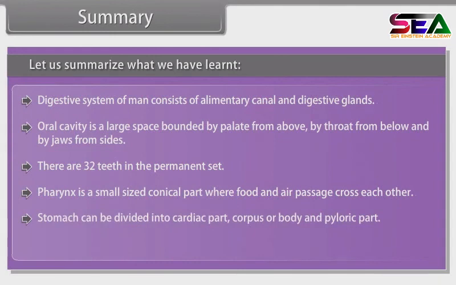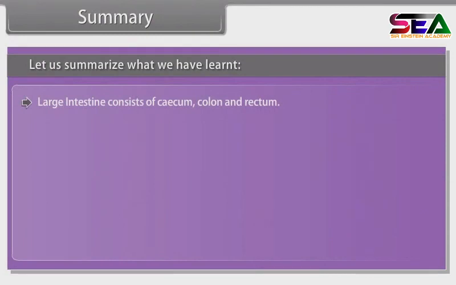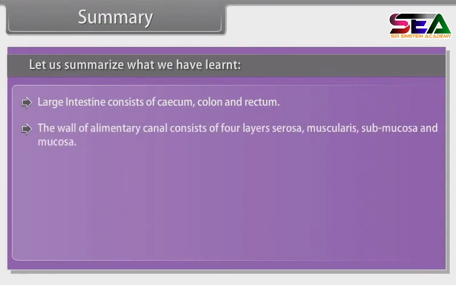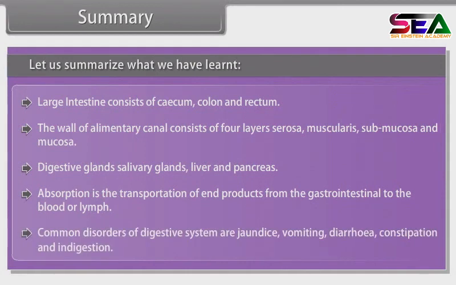The stomach can be divided into the cardiac part, corpus or body, and pyloric part. The small intestine consists of the duodenum, jejunum, and ileum. The large intestine consists of the caecum, colon, and rectum. The wall of the alimentary canal consists of four layers: serosa, muscularis, submucosa, and mucosa. Digestive glands: salivary glands, liver, and pancreas. Absorption is the transportation of end products from the gastrointestinal tract to the blood or lymph. Common disorders of the digestive system are jaundice, vomiting, diarrhea, constipation, and indigestion.